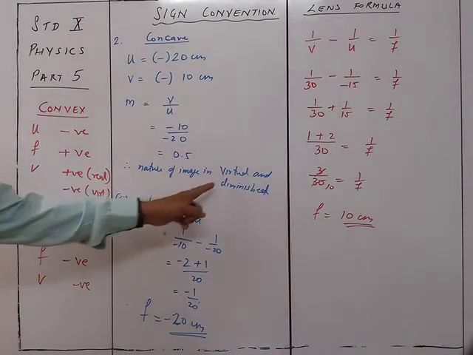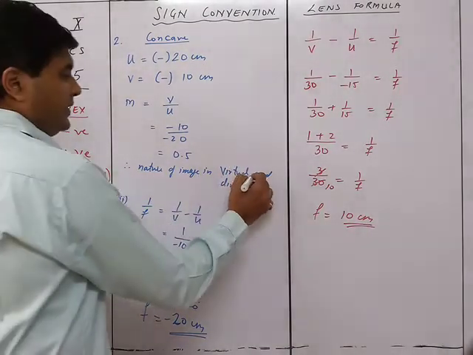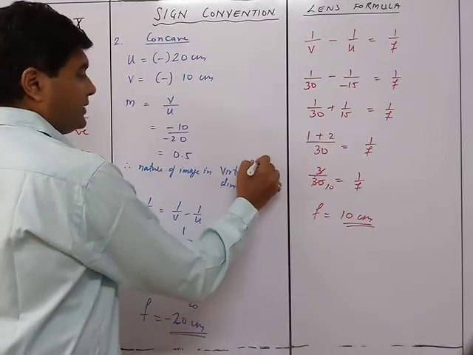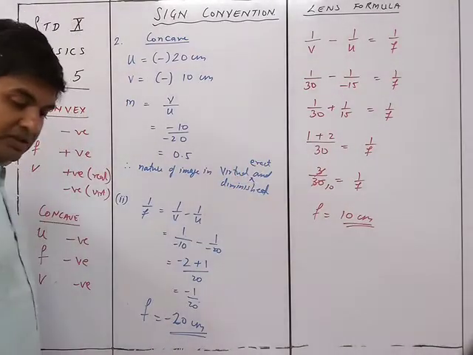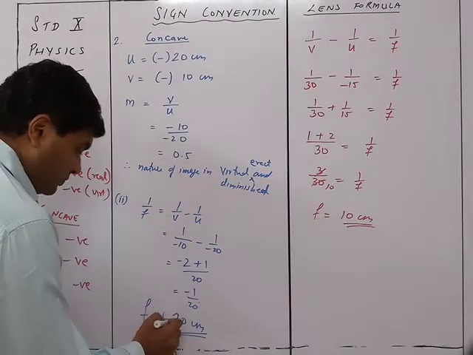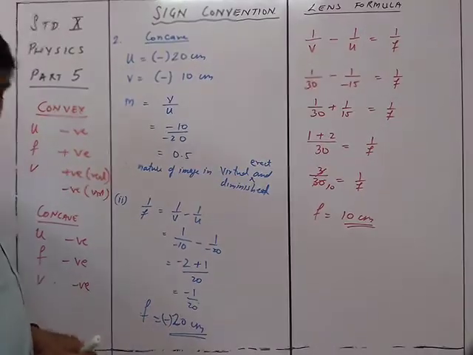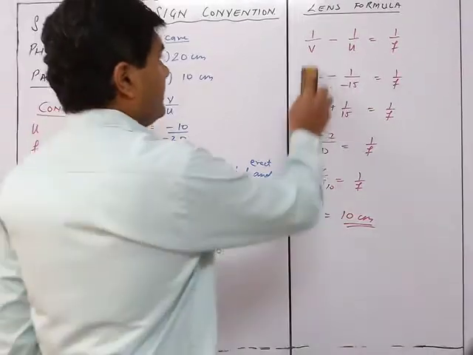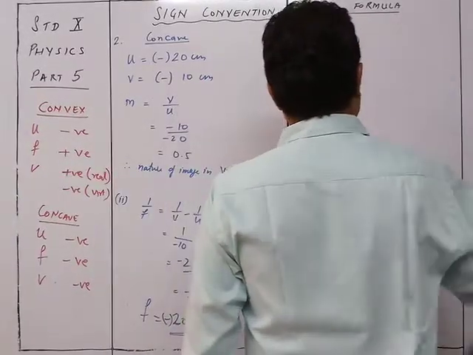So this will be virtual. Virtual will always be erect. So we will just add over here erect and diminished, and the 20 centimeter negative. So negative is important over here. That was sum number 2. We now move on to sum number 3.